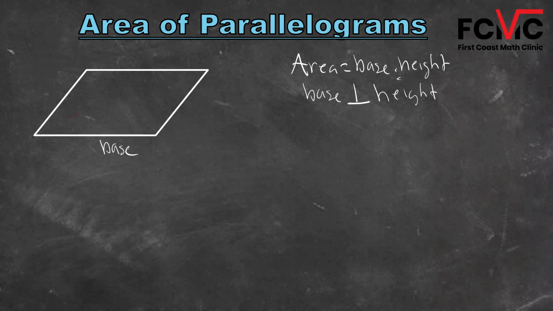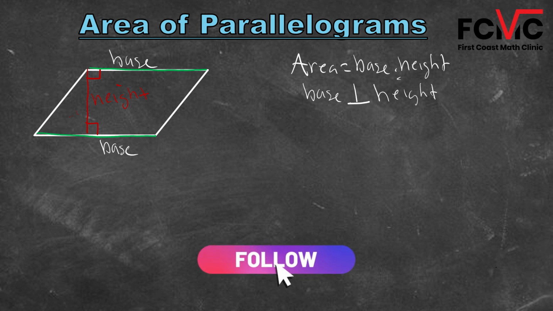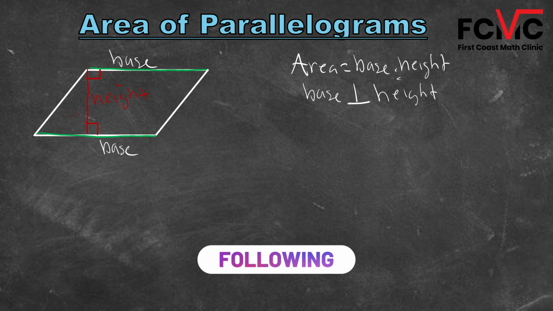Typically when we draw this in, our height is going to be inside of our parallelogram. So let me get rid of this and show you how it's really going to be labeled. Our height is typically going to look something like this, and it's the perpendicular distance between our two bases. I'll do this in green. We've got a base here and a base here, and our bases are going to be parallel to each other. So our height's in red and our bases are in green.